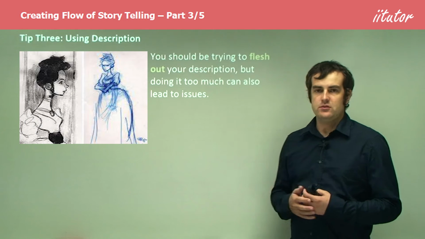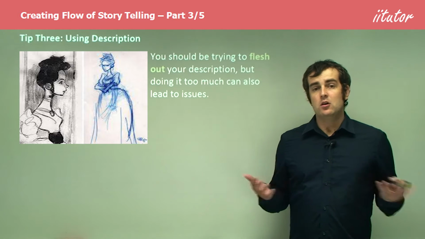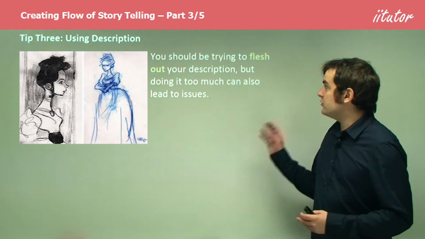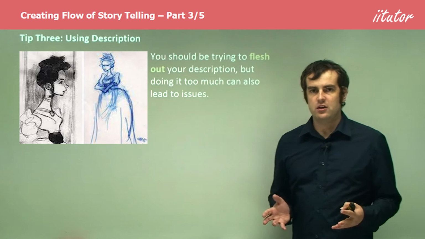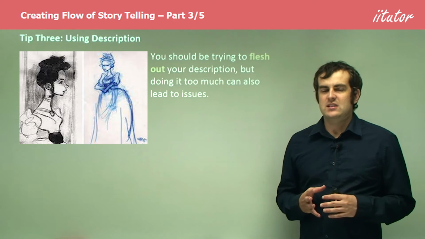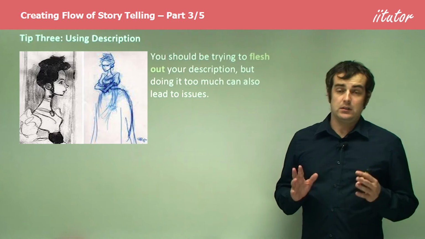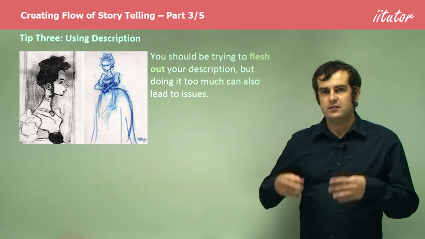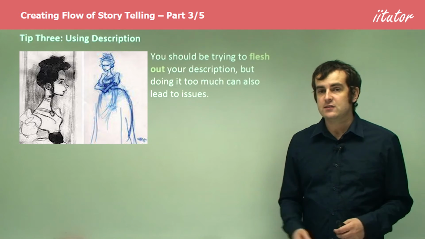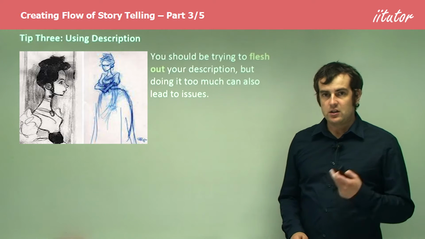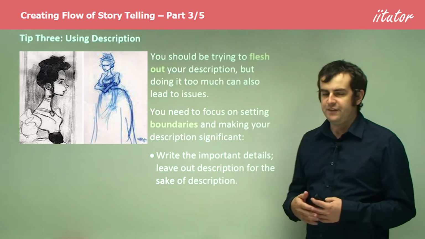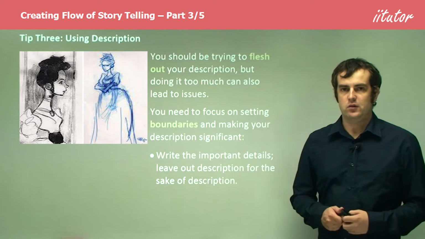Now, this step is also quite important because a common mistake I see, particularly from students who write, is using description too much. Obviously, you want to be fleshing out your description, especially, as I was saying before, when you're trying to write a small scene. You need to keep your action very limited in order to really express it and develop it in such a way that people can get the ideas you're trying to say and your suggestive meaning. Obviously, doing it too much is going to be a problem. Now, you need to focus on setting boundaries for this, and you need to focus on making your description significant. In other words, you're being very selective of your detail.